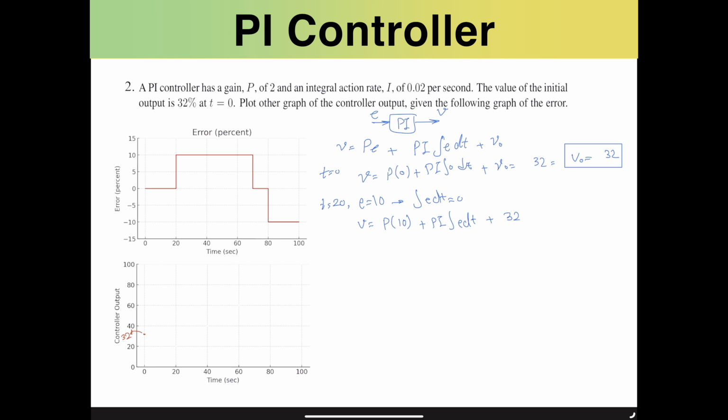Now, we know that P is 2, so we can replace P with 2 as well. And also we know that this integration is going to be 0. Then essentially the output is going to be 20 plus 32, which is 52. So we essentially have the value of 52 at the location of 20. However, before that, we didn't have any value. So we're dealing with a sharp jump at that location of time.